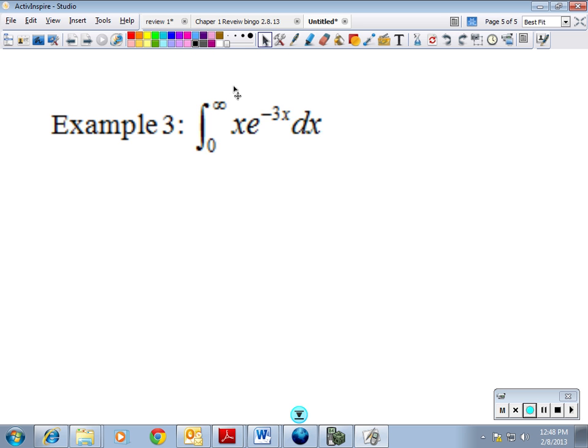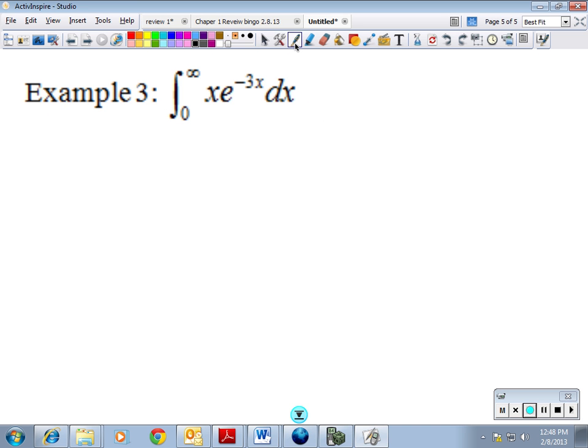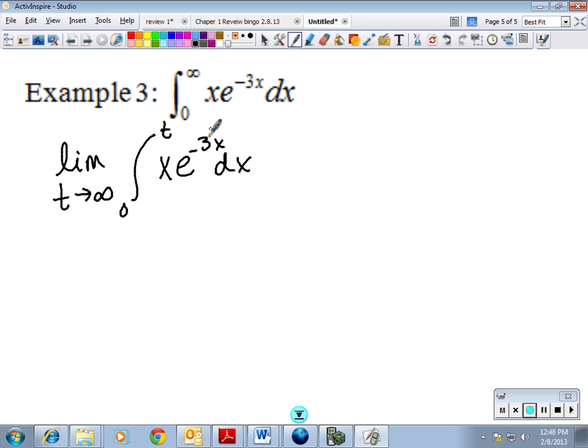Alright, on to improper integrals, example 3. Again, I have an integral with its top limit as infinity, so I'm going to have to rewrite this. It's the limit as t approaches infinity of the integral from 0 to t of x e to the negative 3x dx. And I immediately see that I have two completely separate functions being multiplied together. This is going to be an integration by parts.